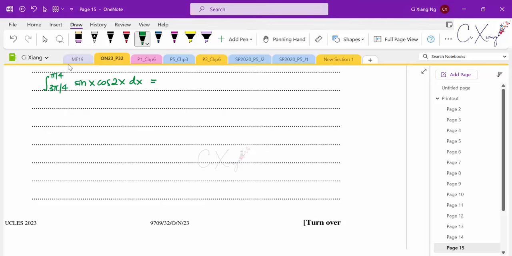Okay, then if I want to integrate this, what I am going to do now is try to expand the cos 2x. Then what I have here is 1 minus 2 sine square x. So some students might ask why I need to change it to 1 minus 2 sine square x, because I want to have my equation everything in terms of sine. So you can see that my equation now is sine x minus 2 times sine power 3x.